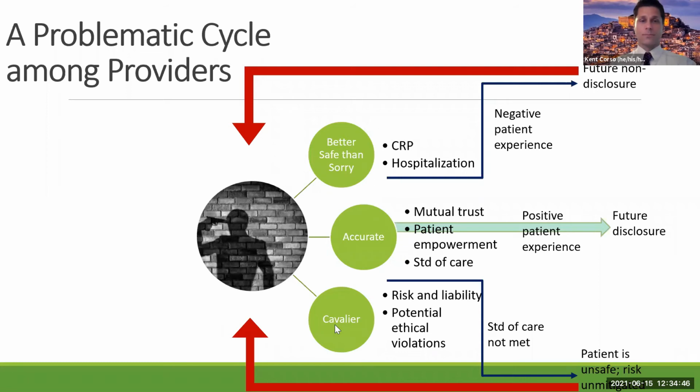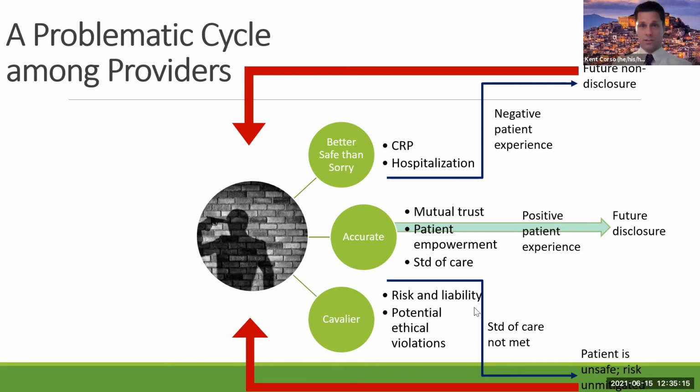Cavalier approach. This is most prevalent. I've observed it in rural settings, rural primary care oftentimes, where the PCP will say, look, I don't ask routinely about it because I don't know, if the patient said, yes, I am suicidal, I wouldn't even know what to do. The nearest hospital is 100 miles away. The nearest behavioral health facility is 300 miles away. So I don't ask unless they offer that information.